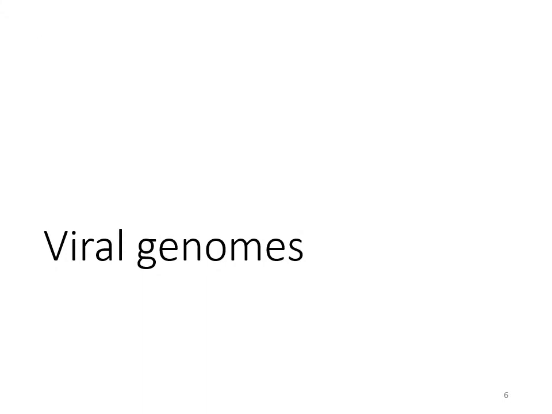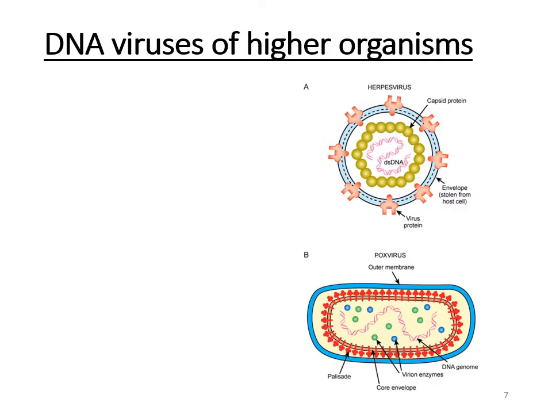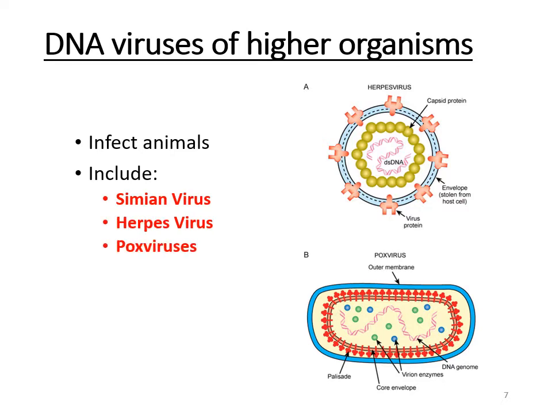Okay, now we're going to go one by one through some of the viral genomes. This first slide is to show you viruses that have DNA genomes. Okay, these are DNA viruses that can infect animals, and the examples I want you to know are simian virus, herpes virus, and pox viruses. Now, when you hear any of these three names, I want you to be able to recognize, oh, that has a DNA genome. Okay, so if I said what type of genome does the herpes virus have or pox viruses, you should know right away, DNA genome.